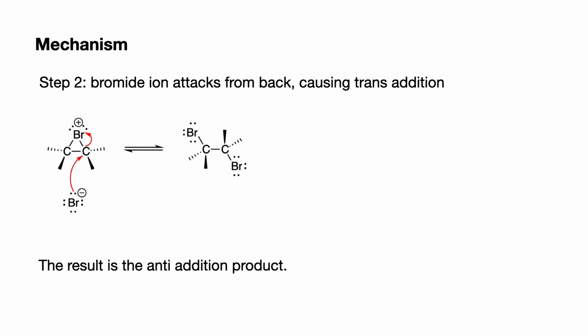And you can also see how it can't attack from the same face, because if you, for example, make a molecular model, try to imagine this in your head. If you have two carbons and a bromine sticking up between them, the other bromine takes up too much space, so it can't go down from the top. So that's why it attacks from the back, causing this trans addition and making the anti-addition product.